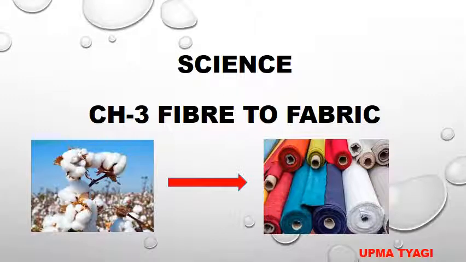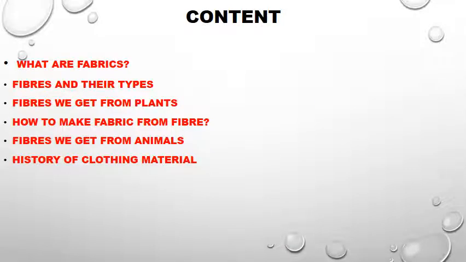Let me start with another chapter of science, that is fiber to fabric. Now, in this chapter, we will study what fabrics, fibers and their types are, fibers which we get from plants, how to make fabric from fiber, fibers which we get from animals, and the history of clothing material.